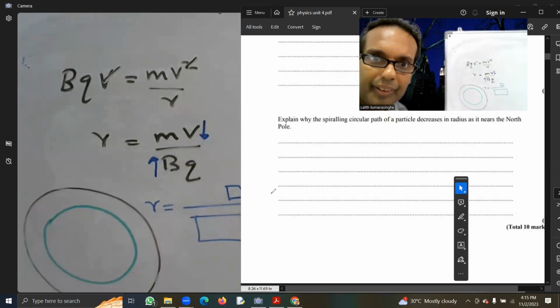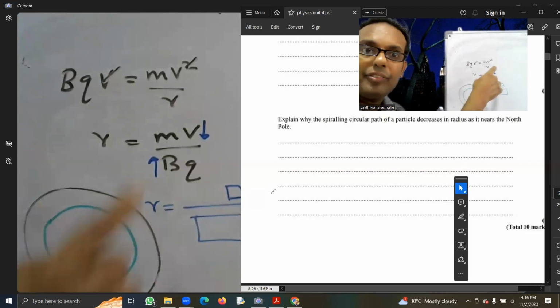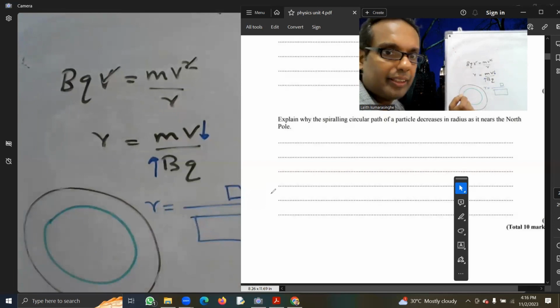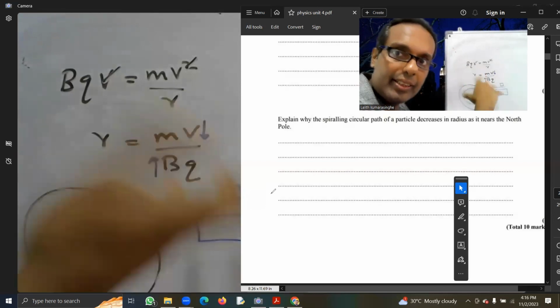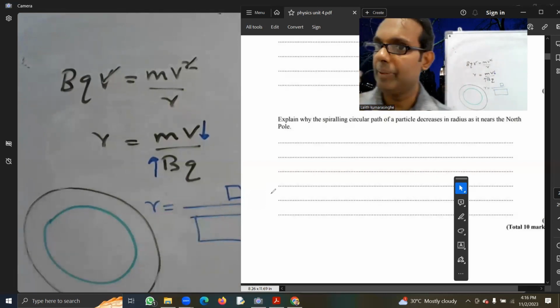Again, I'll repeat. When it moves near the North Pole, it will be crossing the Earth's atmosphere. So resistive forces are increasing in the upper atmosphere. Therefore, speed will decrease. Speed decrease means again R will decrease. And again we know near the North Pole, magnetic field strength increases, so again R will decrease. That's the answer. This is the perfect answer.